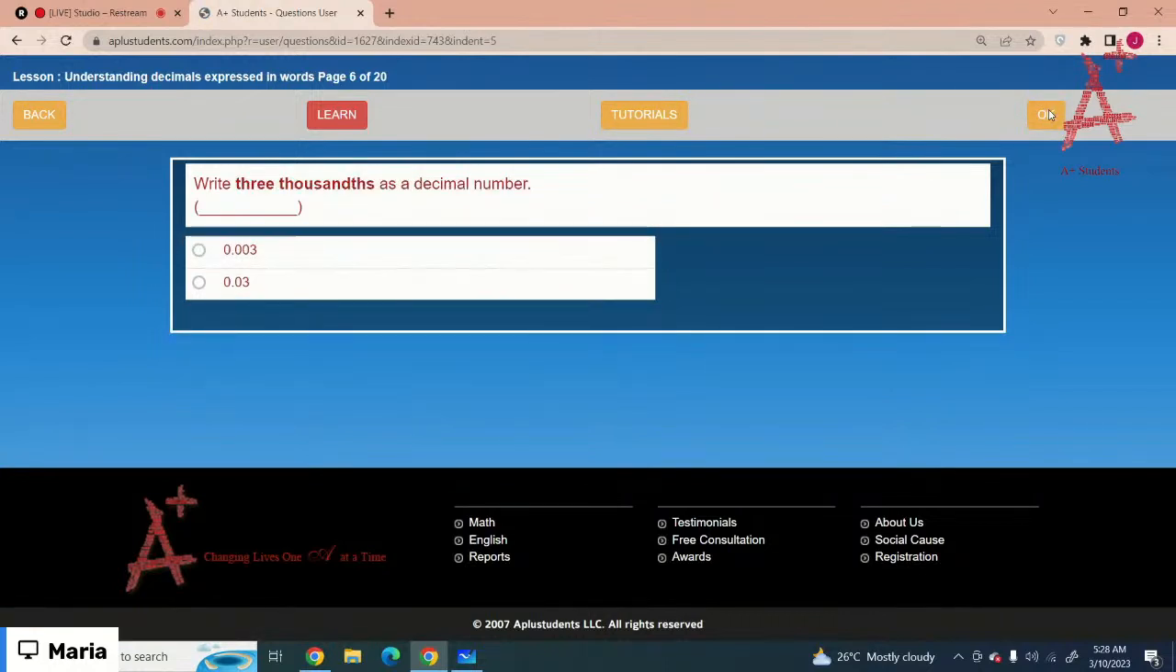Write 3 thousands as a decimal number, which is the correct option. 3,000, write a 0 right below the thousands place and add zeros. It would be 0.003. Got it? Option number 1 is the correct option, 0.003.